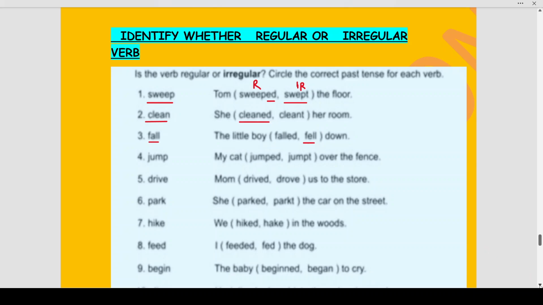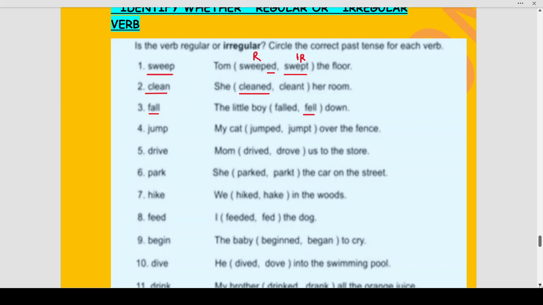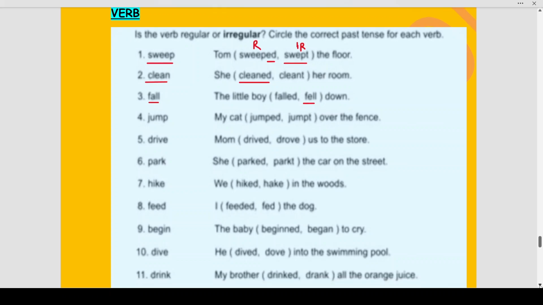Students, you have to remember that the irregular forms of the verbs need to be memorized. There are some main verbs which do not take ed after them, but they totally change the spelling and become the irregular form of the verb. So you have to learn them by heart. Like fall became fell, sweep became swept. So these are your irregular forms of the verbs sweep and fall.